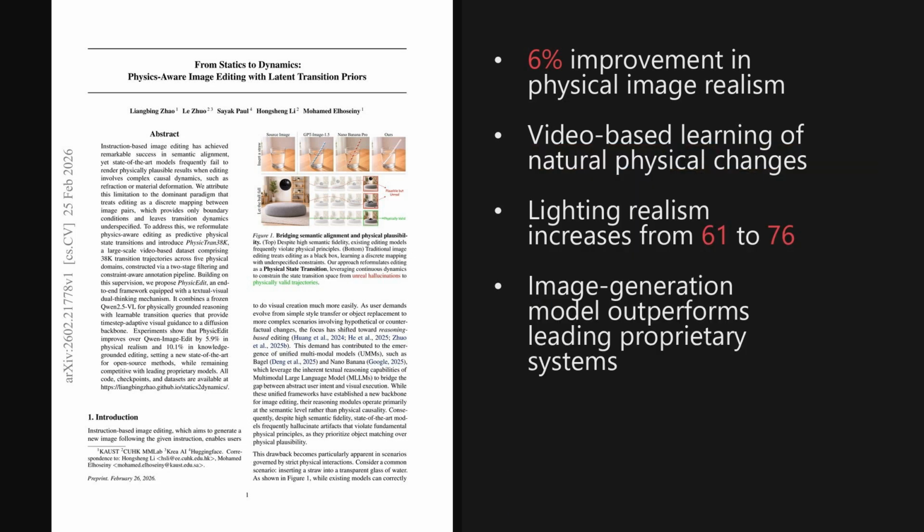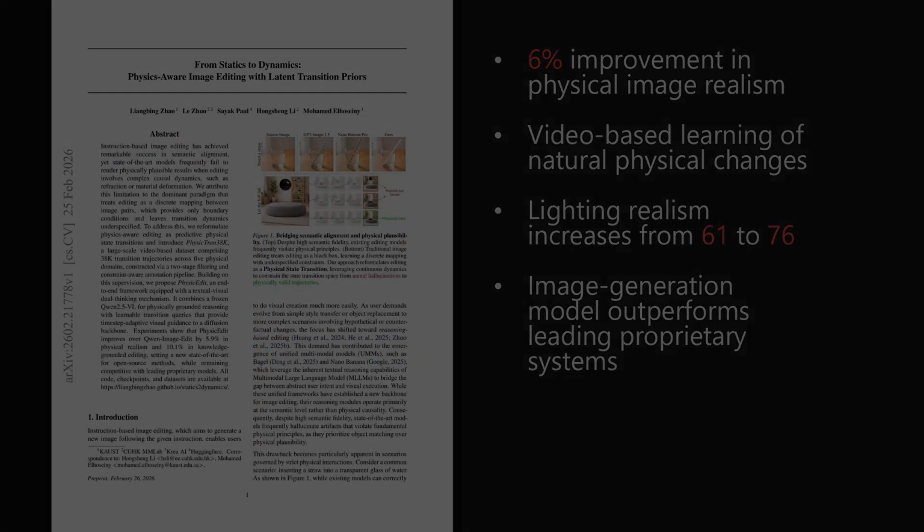I'm Alex. Today we're looking at a paper trending on X, published on February 25, 2026, just 2 days ago. It introduces a new framework called PhysicEdit that improves physical realism in image editing by roughly 6%, effectively bridging the gap between simple instruction following and actual physical plausibility. The paper is titled From Statics to Dynamics, Physics-Aware Image Editing with Latent Transition Priors. And as we'll see later, the implications for generating physically accurate scenes are quite significant.